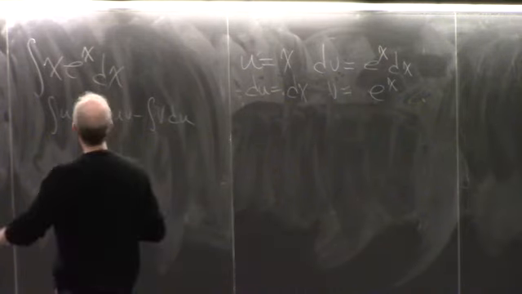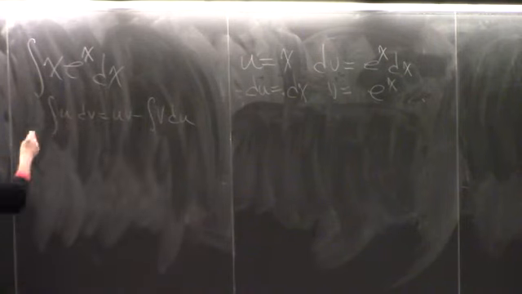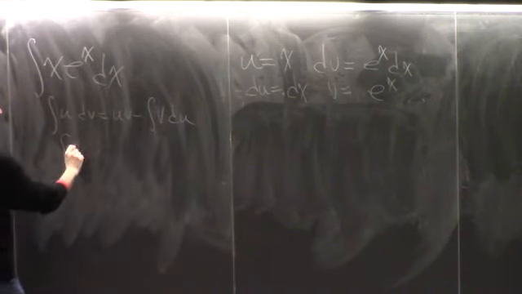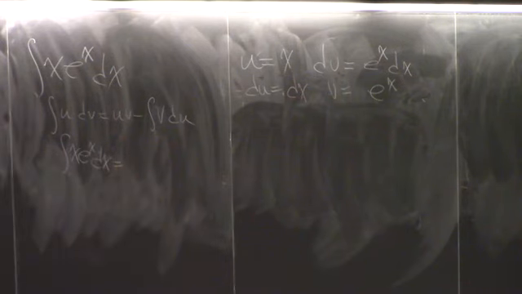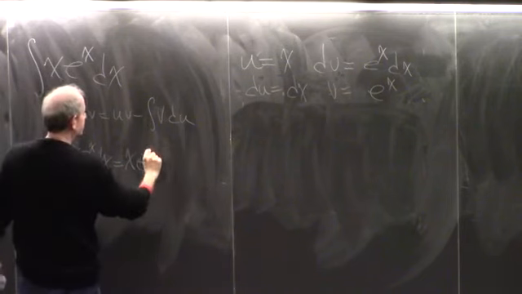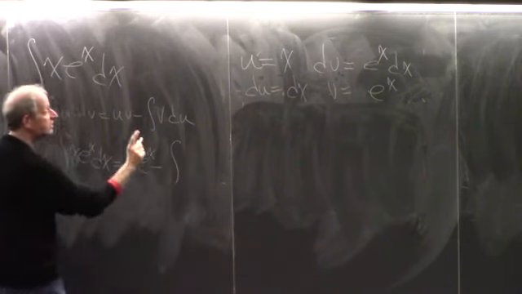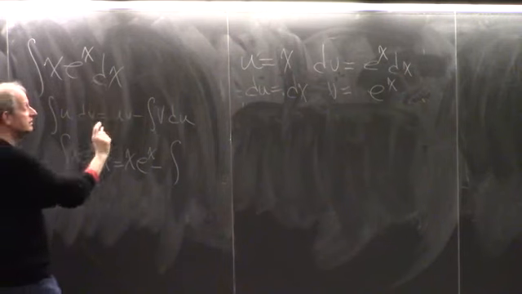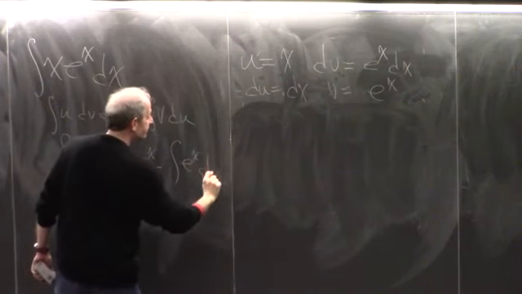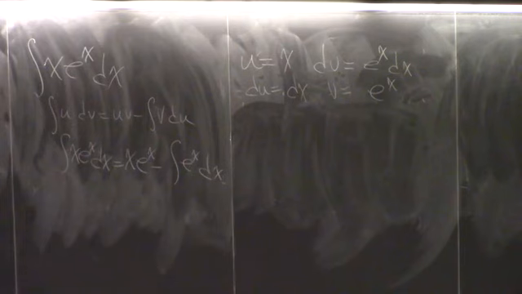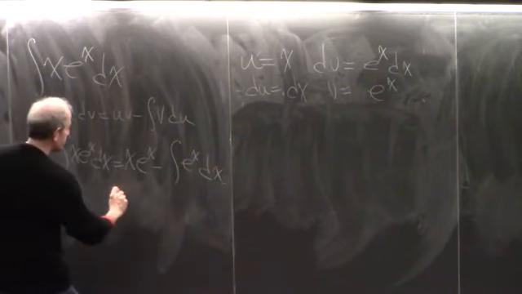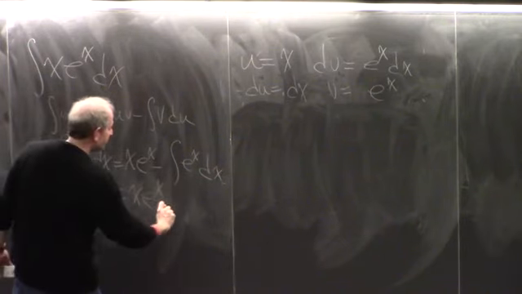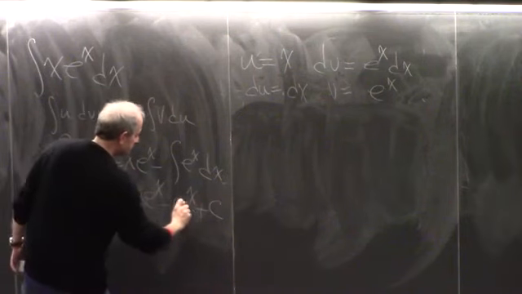Alright. So, I'm plugging in parts. u is x. dv is e to the x, right? So, the integral of x e to the x dx equals u times v. So that would be x e to the x minus the integral of v du, which is e to the x dx. Now, what's the integral of e to the x? e to the x. So this is x e to the x minus e to the x plus c.